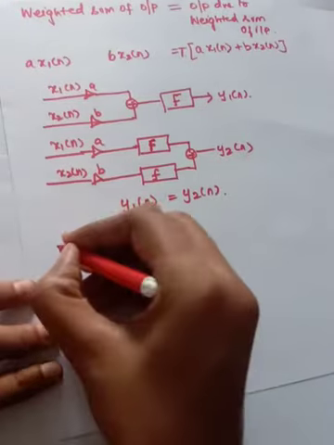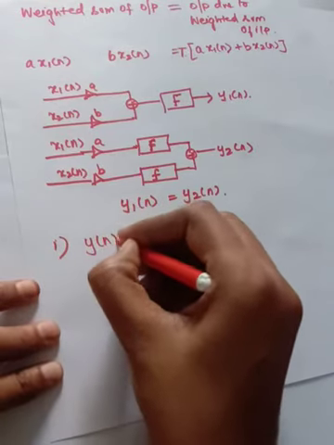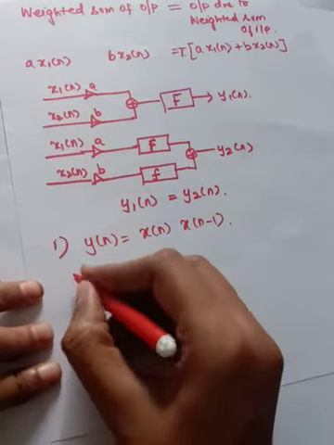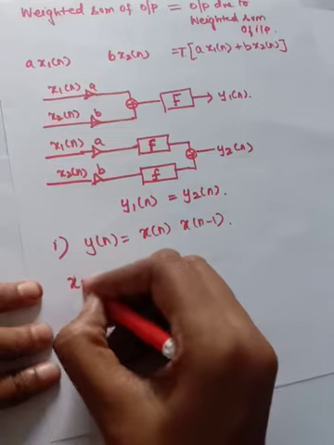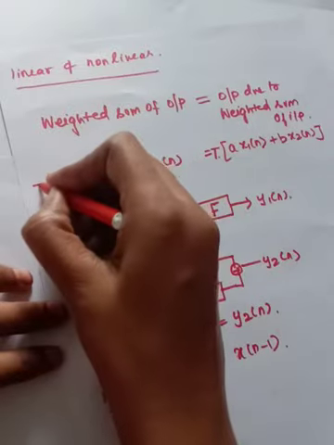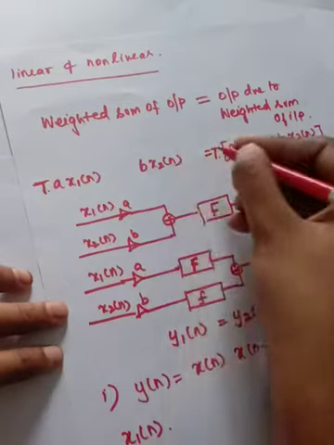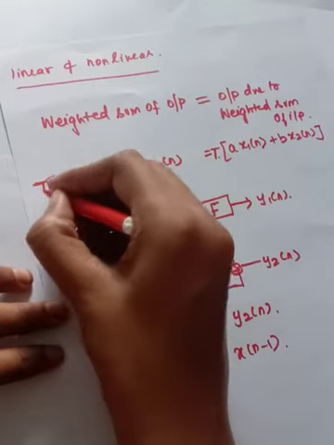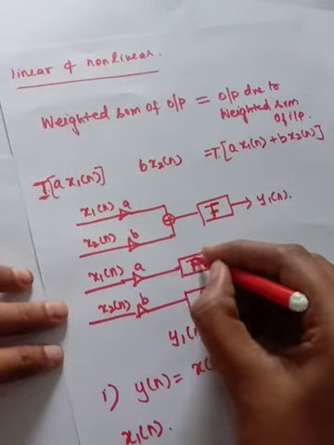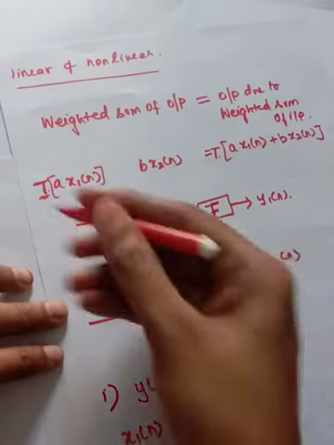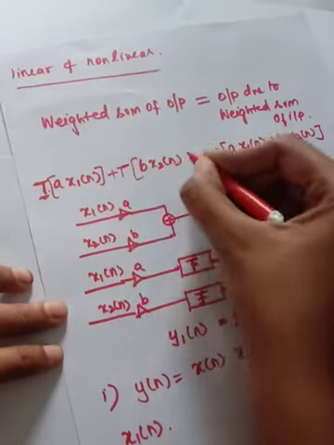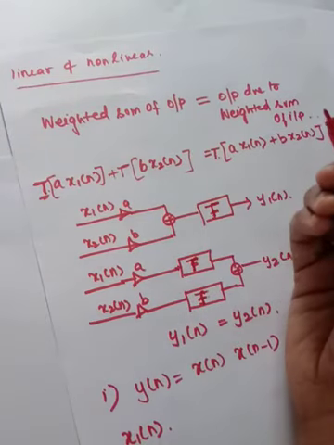The first problem is y of n is equal to x of n into x of n minus 1. Now consider a signal x1 alone. I need to prove this. The functionality or transformation can be denoted by t or f. In some books they have given t or f, so you can use either. This is the transfer function, that is, the functionality applied on the input.